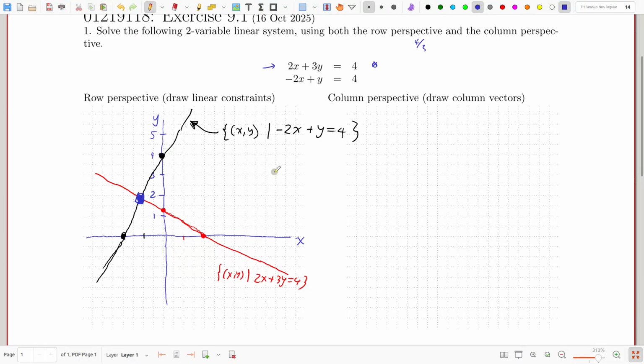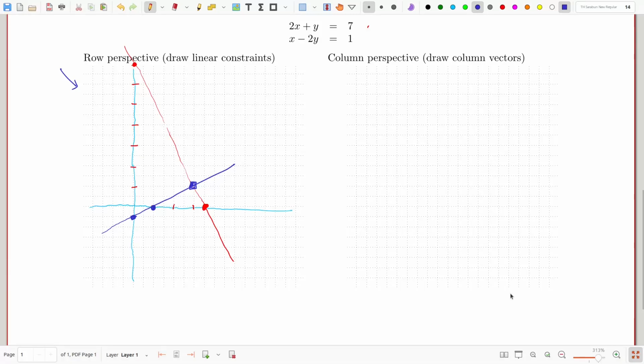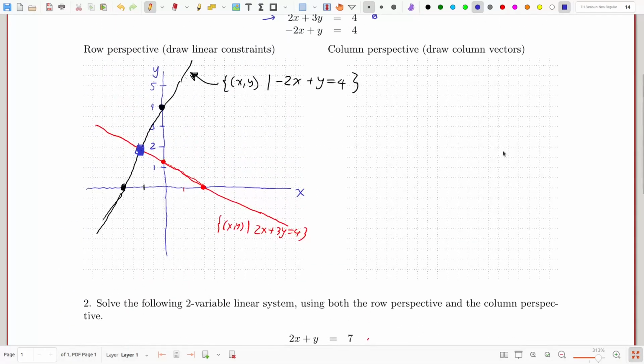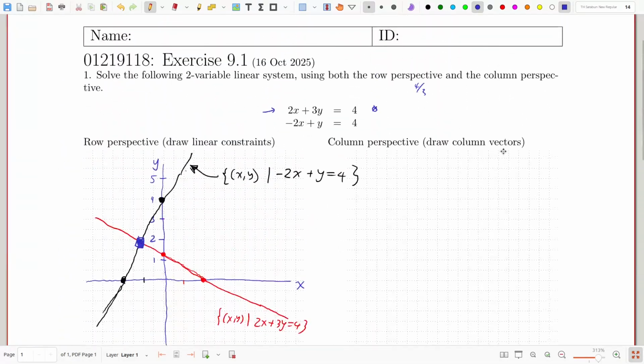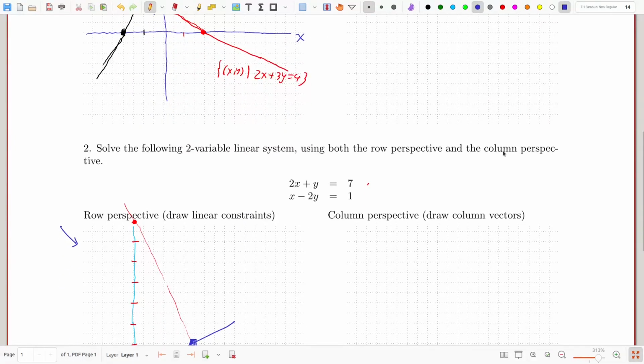Now, the second one. So I'll let you work on this one. Okay. So the left hand side is the row perspective. Now we will look at the column perspective. Okay. Let me give you a quick review. So the row perspective is easy. It's what we already did many times. But the column perspective is a little bit harder. So let me give you a quick review.